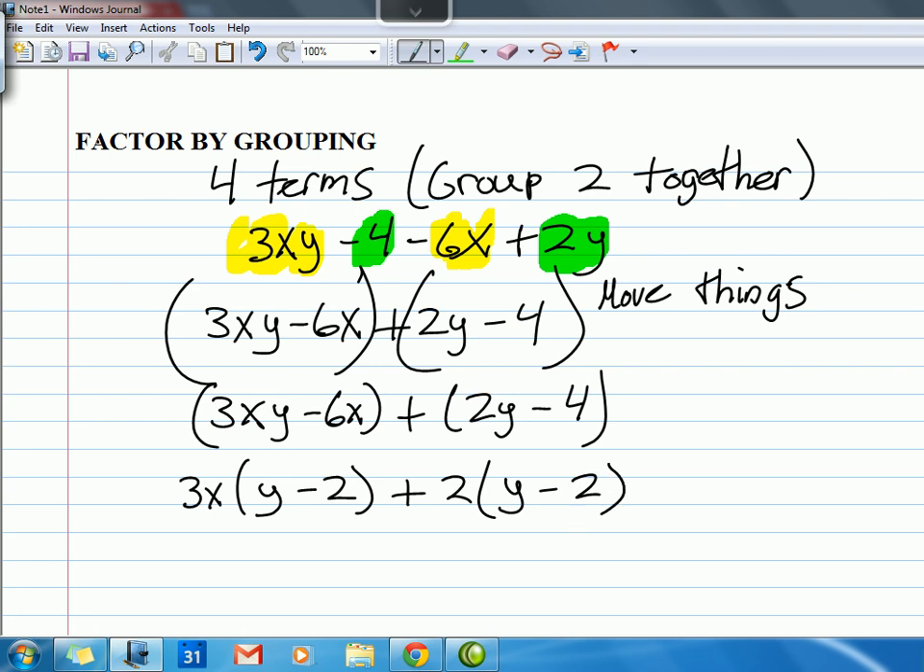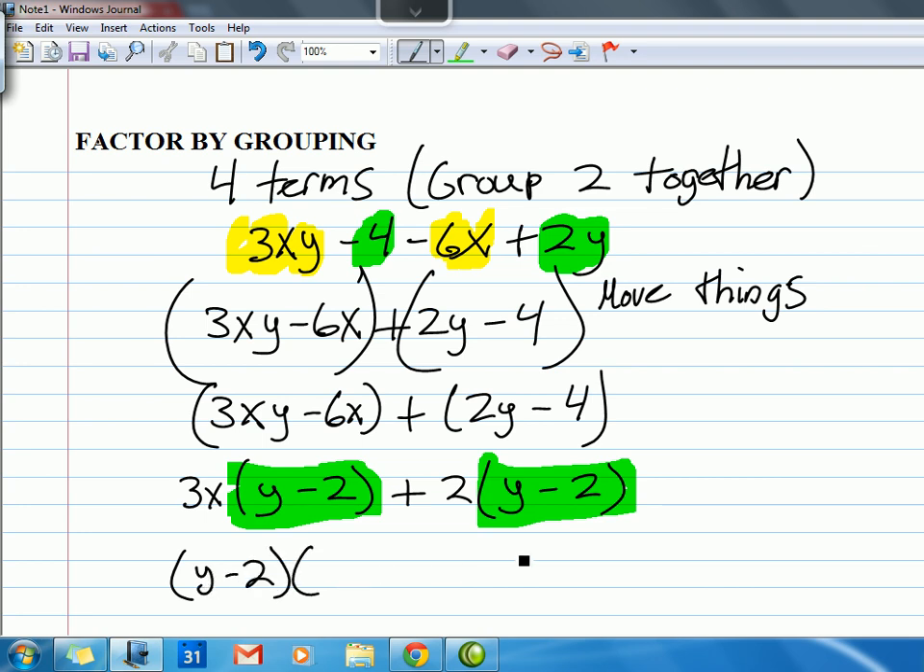Now, the work is not done. You did common factors, but guess what? You also have something else in common. What do these two terms have in common? And if you look carefully, they both have a y minus 2. So since they both have a y minus 2, it's hard to see it, but you can factor that out. So if I factor out y minus 2, if in fact this was a huge parentheses right here, and I took y minus 2 out of my parentheses, what's left inside? You have a 3x plus 2. Makes a little bit of sense.